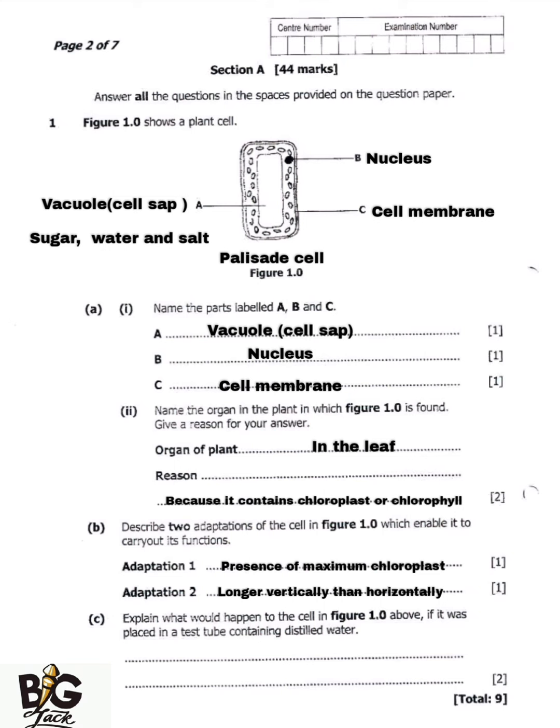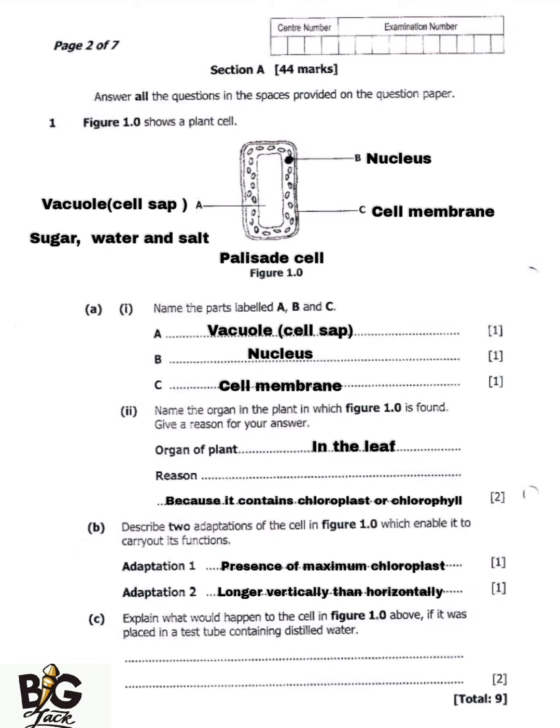Since here I was saying part A is the vacuum, the other name for the vacuum is cell sap. Then the cell sap contains sugar, salt, and water. Now, when you dissolve salt and sugar in water, a solution is going to be formed. Now, that one is going to be a concentrated solution. So let me repeat on this one.